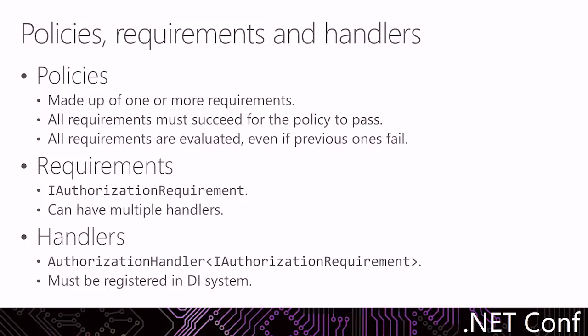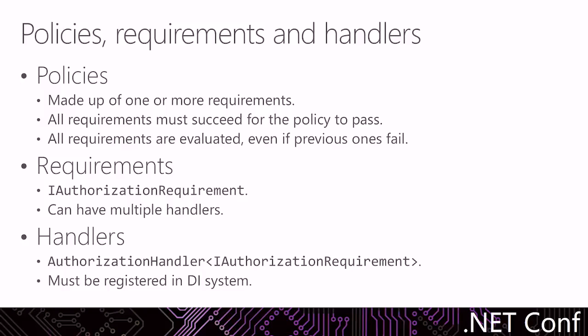And so we set a policy up and we specify our requirements, and every single requirement is evaluated. So if a requirement fails, we're still going to evaluate the rest, so you can do logging or any other sorts of side effects. And if they all pass, then the policy passes. And requirements are simple. They are just a class that implements authorization requirement. And again, it's a marker interface. So you can use this for parameters if you want, and I'll show this in a little bit.